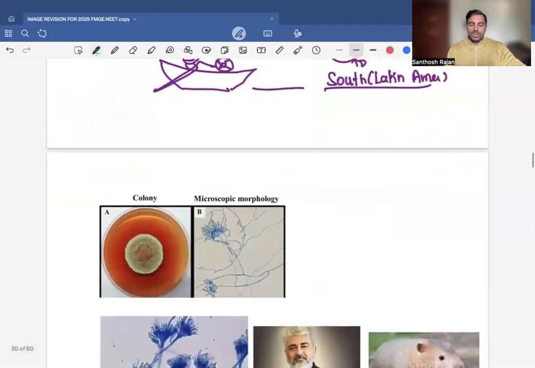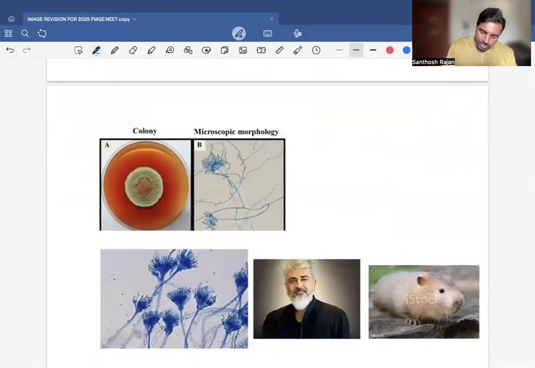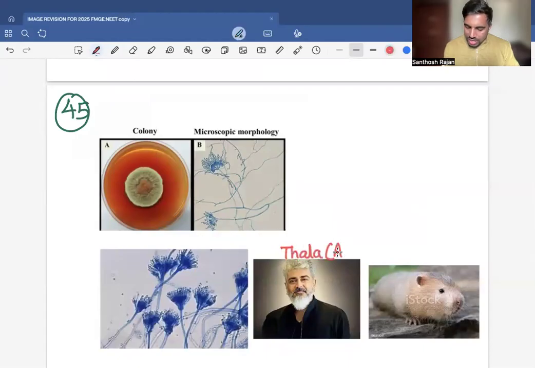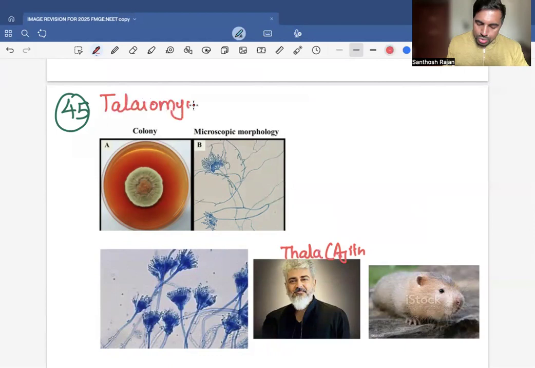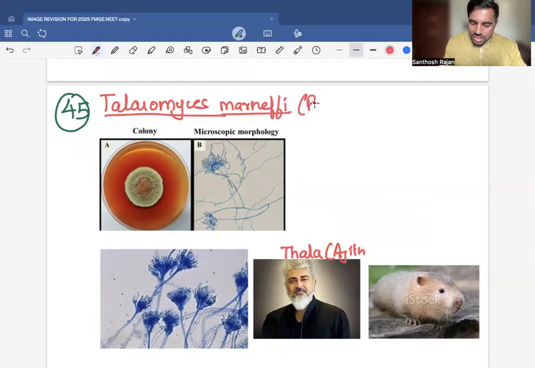I know that. Now the last dimorphic, the 45th one. This is easy for South Indians or anybody who remembers our Thala Ajith. This is the actor Ajith, the superstar. We call him Thala. The idea is this one is also called Talaromyces. Initially, it used to be called Penicillium. Now we call it Talaromyces marneffei. Before, it used to be called Penicillium marneffei. It doesn't matter.